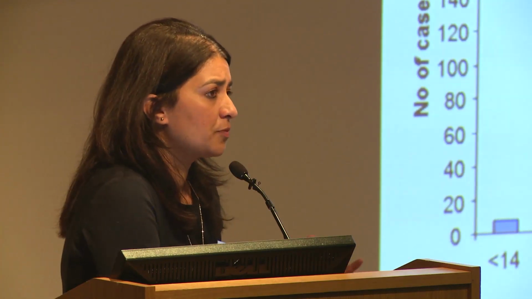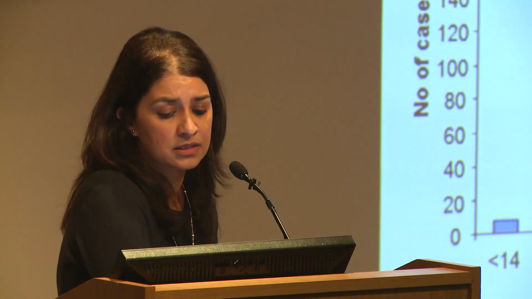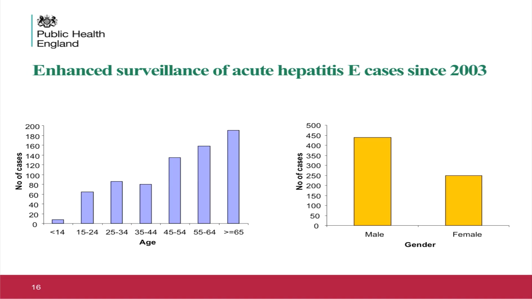So we at what was Health Protection Agency and now PHE, we've been doing enhanced surveillance for the virus for the last 10, 11 years now. And we've been collecting data on numbers, but also on demography. And what we see in our acute hepatitis E cases is the majority of cases occur in men, and also in that slightly older age group. And this is a trend that has stayed the same year on year. It hasn't changed at all. The majority of acute hepatitis E occurs in the older male. Somehow they're much more susceptible.